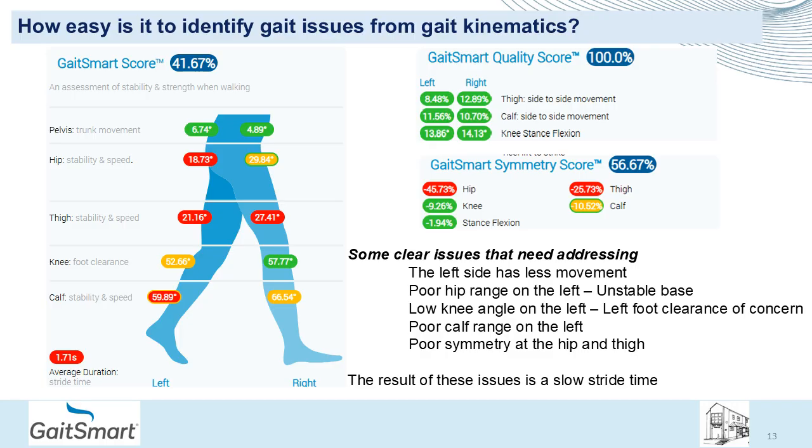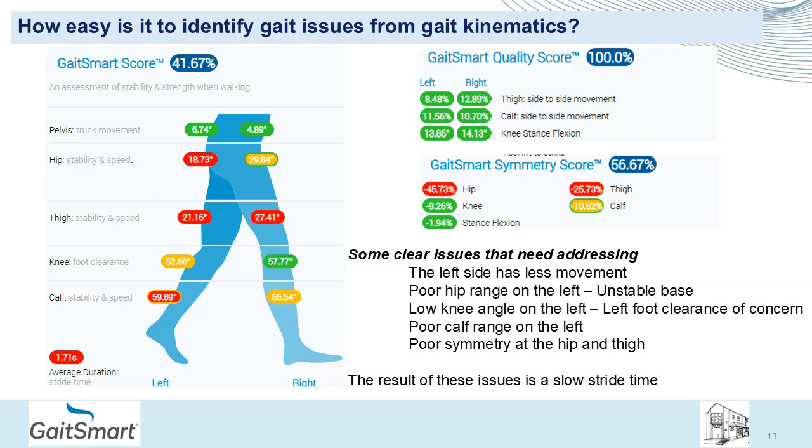So obviously, once you have color coding, it's very quick and easy to see. You need no knowledge of kinematics. You just go with this example. The left hip is causing big issues. The left knee is causing some issues, and the left calf isn't moving back. So the whole left side is not moving correctly.